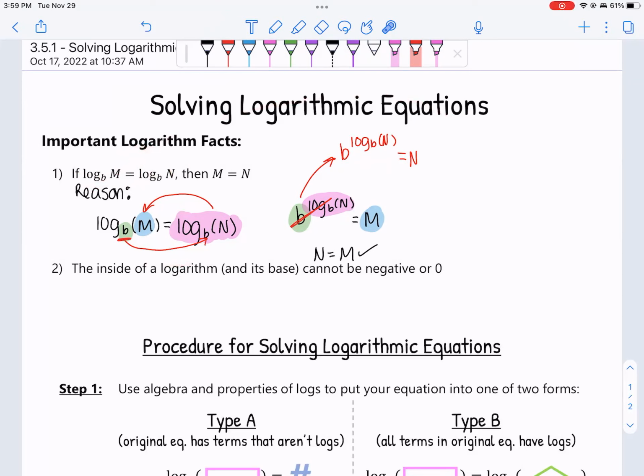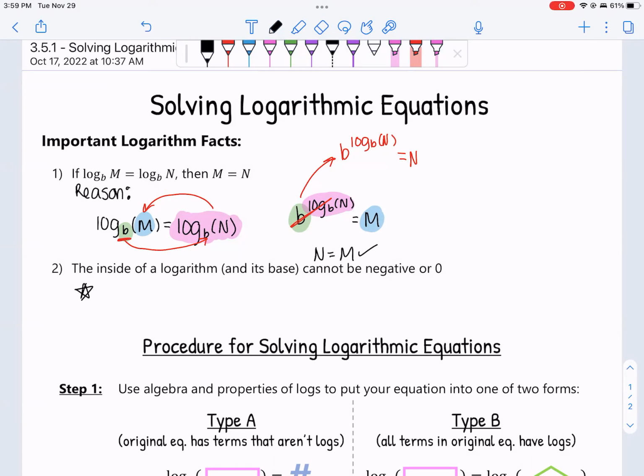The other really big important thing that we need to remember about logarithmic equations is that the base and the inside of a logarithm cannot be negative or zero. Both the base and the inside of a logarithm need to be positive. This also brings up a really important thing: we have to check every single answer for domain issues.